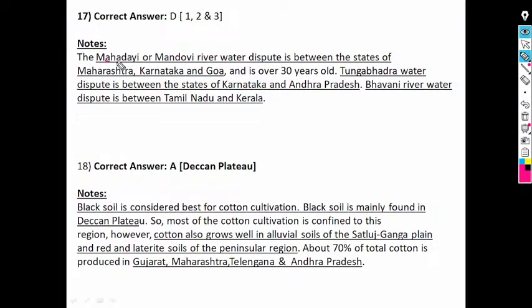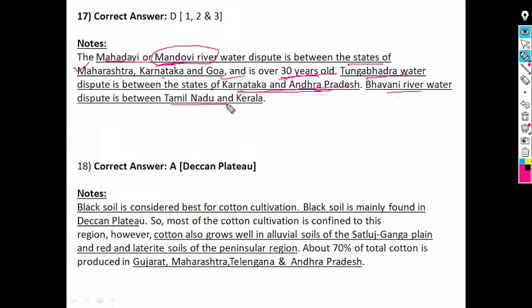Look, the Mahadayi and Mandovi river water dispute is between the states of Maharashtra, Karnataka and Goa and is over 30 years old particularly. The Tungabhadra water dispute is between the states of Karnataka and Andhra Pradesh.